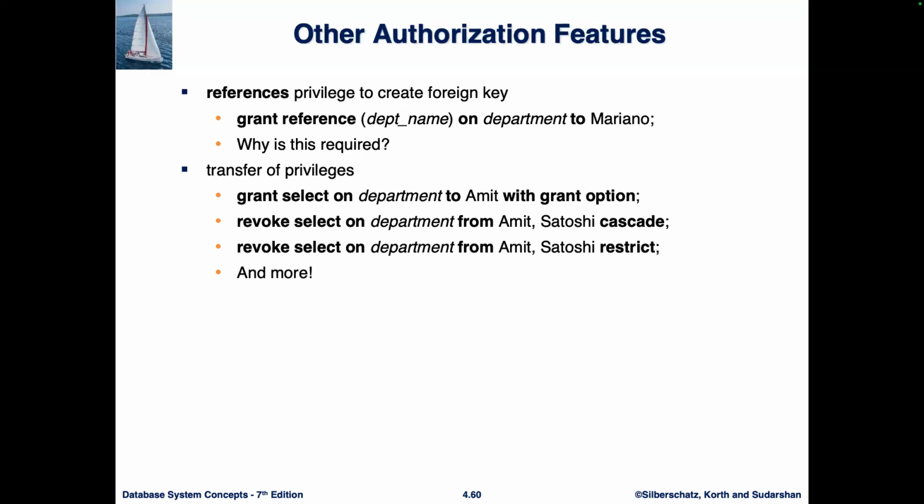And there are other authorization features like grant references and transfer of privilege. For example, you can grant select on department to Amit with grant option, and revoke select on department from Amit, Satoshi cascade.